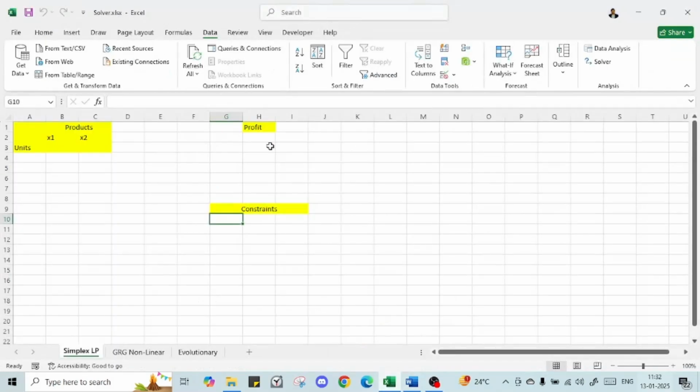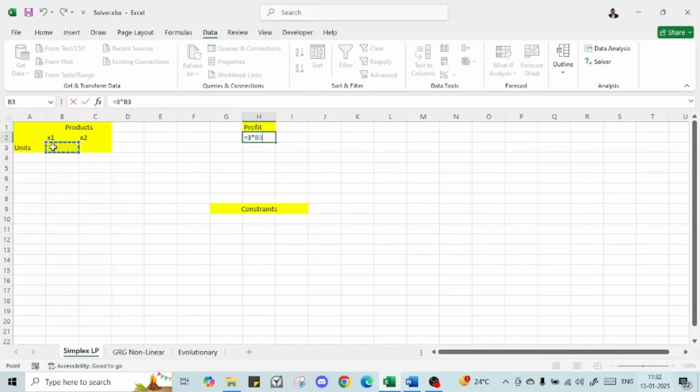So we have to set the objective for the profit. Here we have the X1 and X2 products, and the number of units of X1 and of X2 has to be found by us. Let us write the objective function: from product X1 we get $3 profit, so 3 times each unit, plus from X2 we get $5 profit, 5 times each unit of X2. This is our objective function. And let us define the constraints.